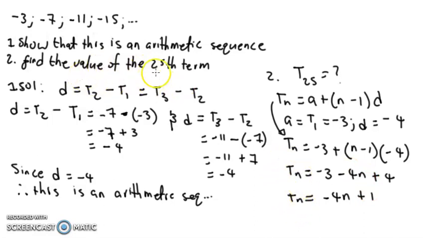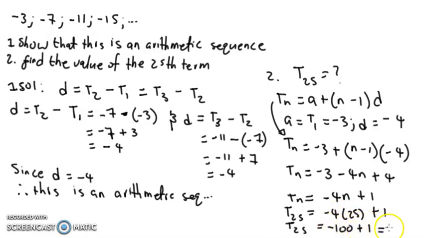Now, the value of the 25th term is t25. And that's going to be equal to negative 4 times 25 plus 1. t25 will be found by saying 25 times 4. That's 100. Negative 100 plus 1. That's negative 99.